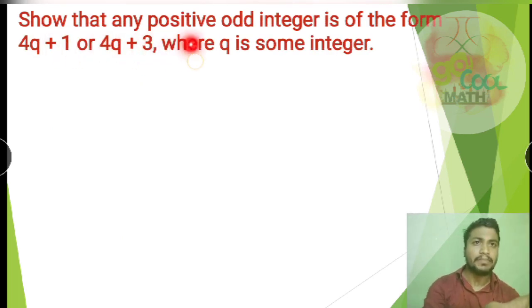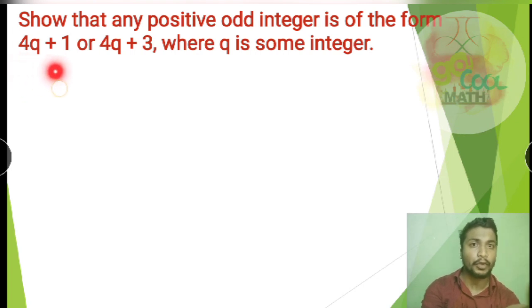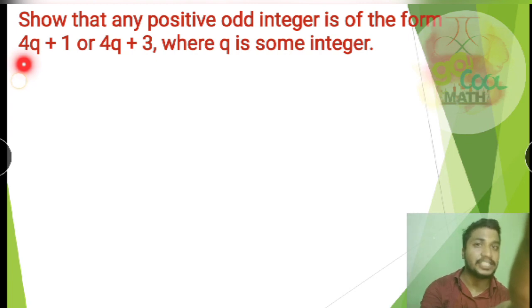Show that any positive odd integer is of the form 4q plus 1 or 4q plus 3 where q is some integer. Children, here any positive odd integer is also in the form of 4q plus 1 or 4q plus 3. In the previous problem, we have proved that any positive odd integer is of the form 2q plus 1. But any positive odd integer is also in the form 4q plus 1 or 4q plus 3. Here we have to consider the divisor as 4. So let's solve the problem.